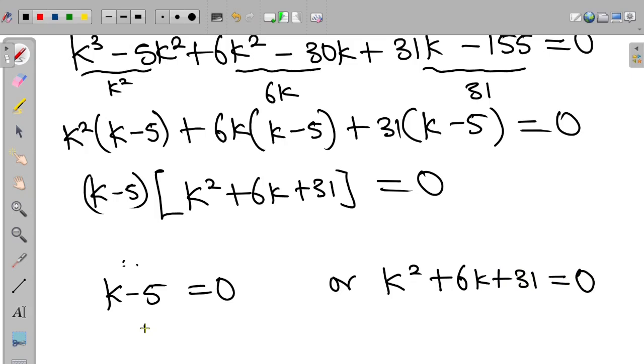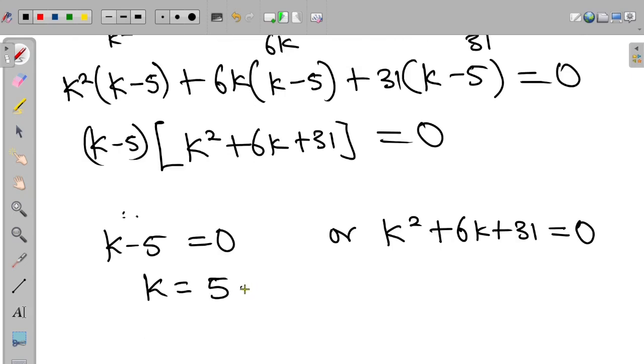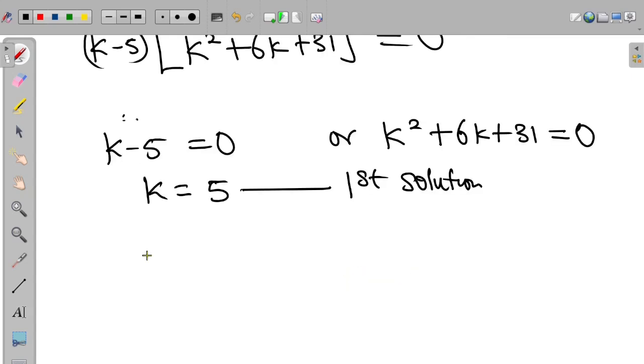So at this point, k is equal to 5. So this is our first solution. Now we have that k squared plus 6k plus 31 is equal to 0. Now this quadratic equation here cannot be factorized. So to find the values of k, we use a quadratic formula.